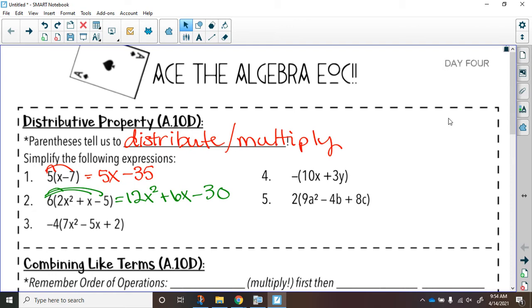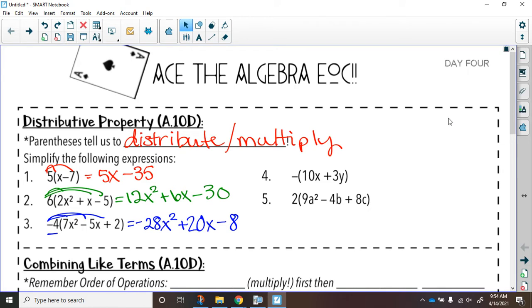For number 3, I have a negative 4 out front, so not only are the numbers going to change, but their signs are going to change as well. So negative 4 times 7 gives us a negative 28x squared. Negative 4 times negative 5 is positive 20x. And negative 4 times positive 2 is negative 8. Again, all we are doing is simply distributing the number that is on the outside.